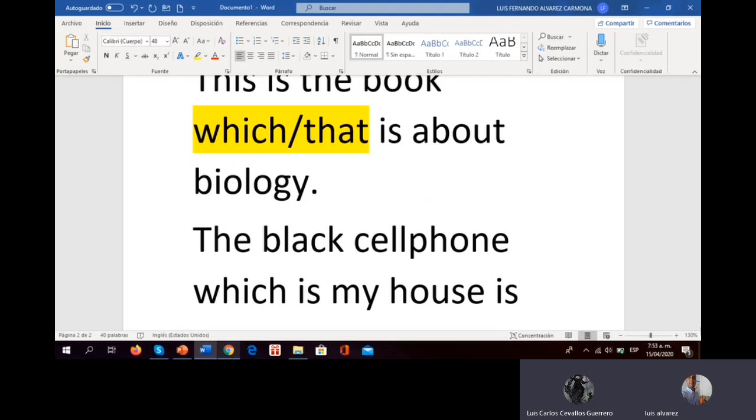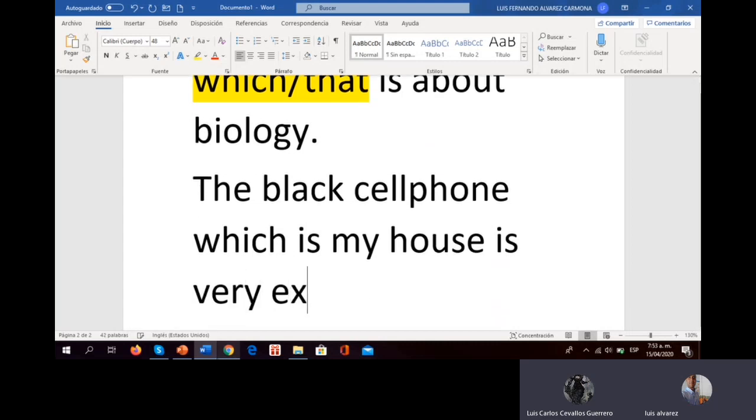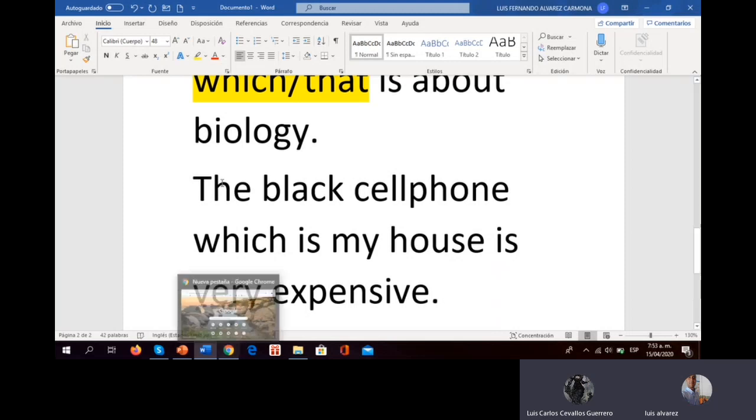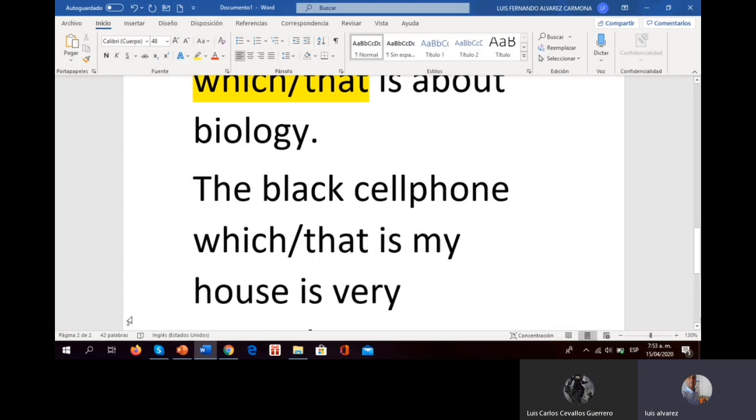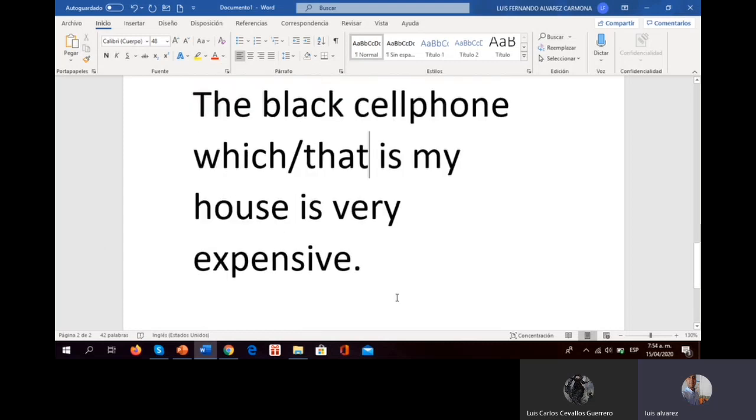It is my house is very expensive. Right? Very expensive. All right, very good. So remember that you can also use that if you want to. The black cell phone which or that is in my house is very expensive.